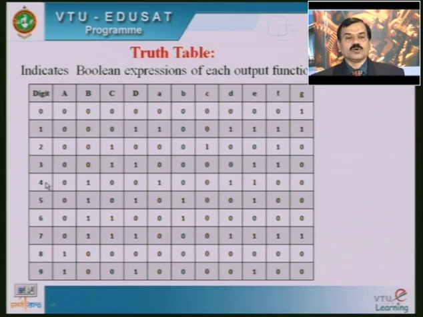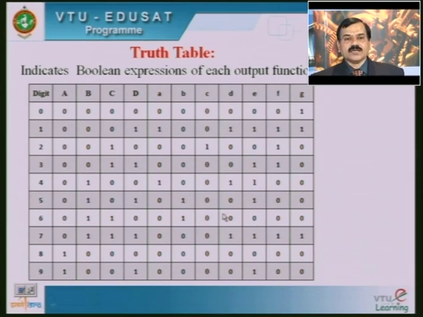Similarly, to display the number 4, A should not glow, only B and C should glow, and finally F and G should glow, and all other LED segments should not glow. For number 5, A should glow, C should glow, D should glow, F should glow, and G should glow. The other segments should not glow.